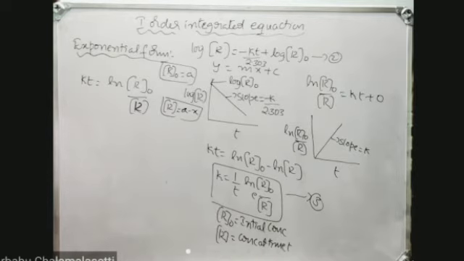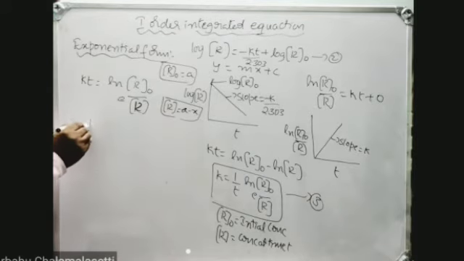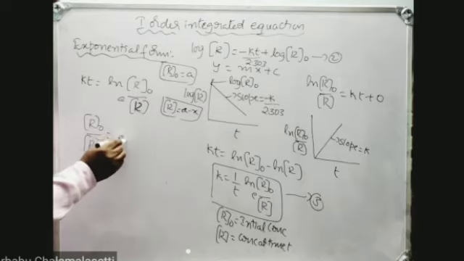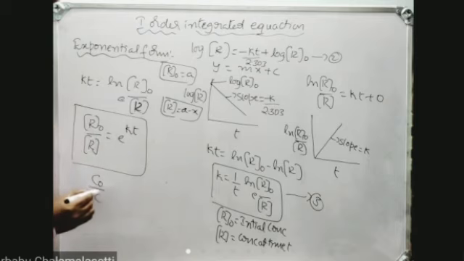kt is equal to ln r naught by r. From this, here the base is e, so r naught by r is equal to e power kt. So it is the exponential form. Sometimes they will give C naught, the initial concentration, and Ct, the concentration at the time t.